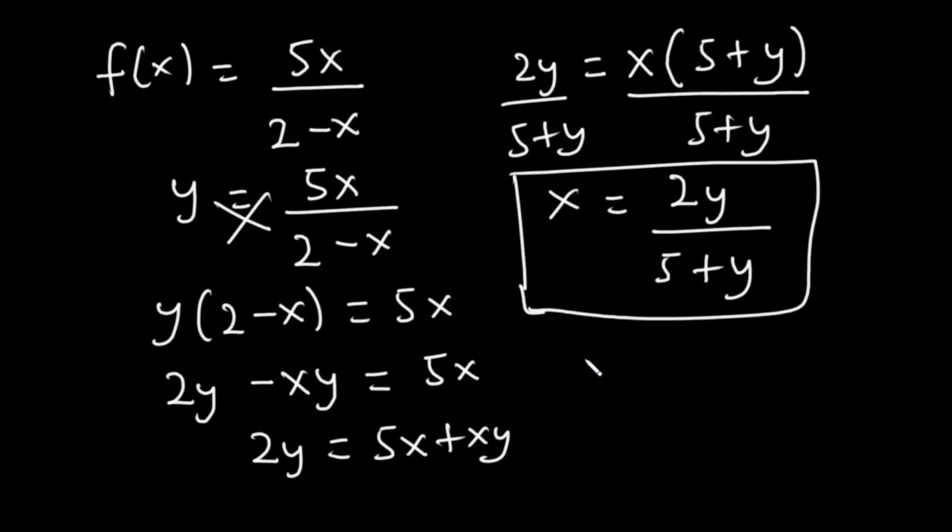For this function to be defined, y must not be equal to negative 5. Otherwise, the denominator will go to 0, making the function undefined. So the range for this particular function is y is such that y is the set of all real numbers except y is equal to negative 5.